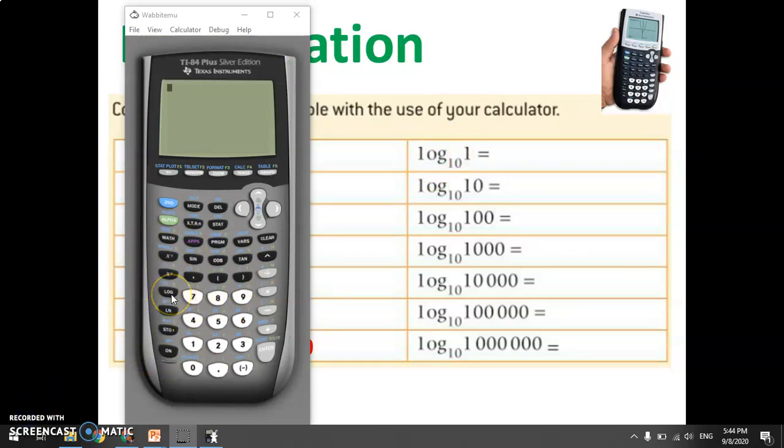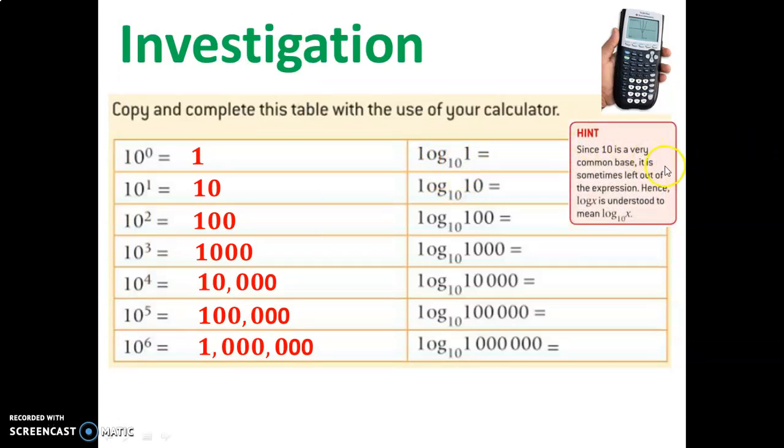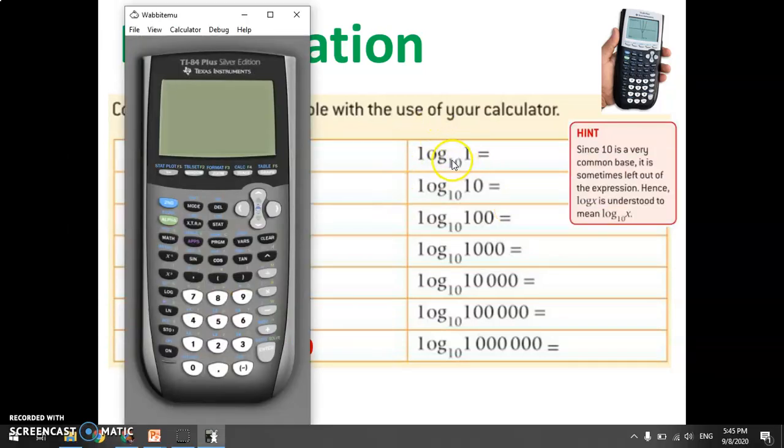That log button, you notice, does not have a base. But over here, we have log, and then this is base 10. So a quick hint for you guys. Since 10 is a very common base for logs, it is sometimes left out of the expression. Hence, when you see it written just as log of x, this is understood to mean log base 10 of x. So again, on our calculator, if we want to do log base 10 of 1, we'll just press log 1, and that means log base 10, okay? Any other base we'll have to enter ourselves, but this means log base 10, and that's what that button produces. Let's press enter. All right, we get a result of 0.